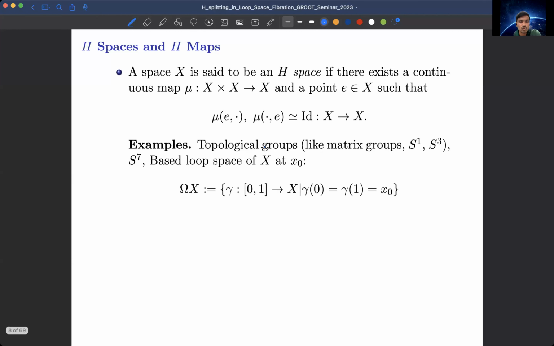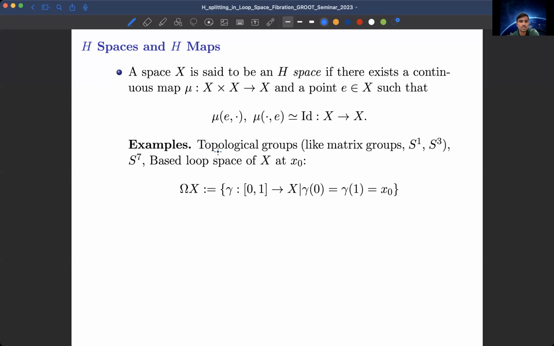The other example we are mostly interested in: for any space X with a given base point, say x0, we can consider the based loop space, which consists of all maps from [0,1] to X, so basically paths, such that the path starts and ends at this base point x0. So this collection is called the based loop space of X.